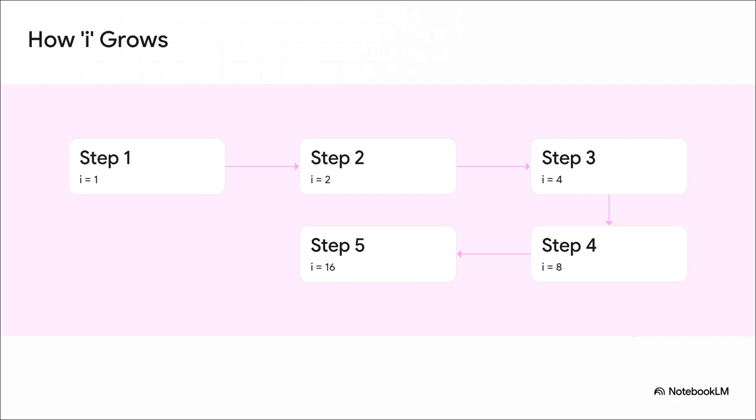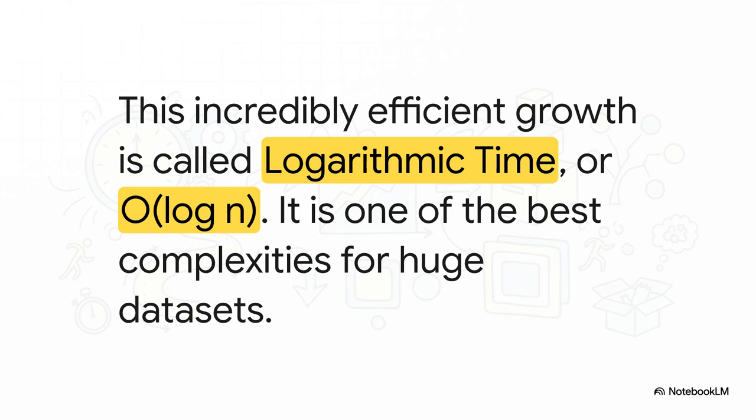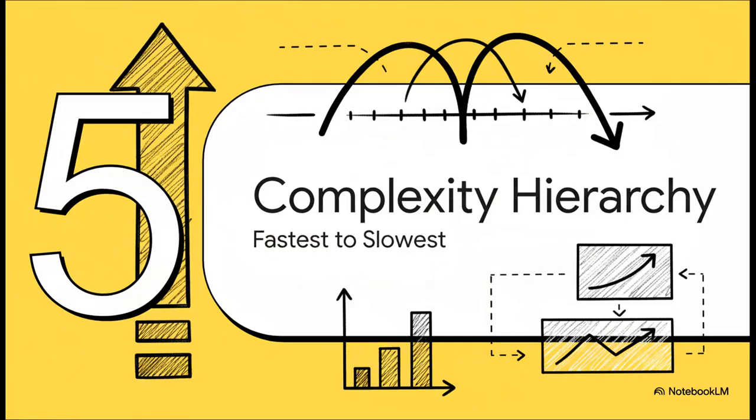If n was 1,000,000, a normal i++ loop would take 1,000,000 steps. This loop, it gets there in about 20 steps. I mean, that is a night and day difference. This amazingly efficient behavior is called logarithmic time, or O of log n. And let me tell you, this is one of the holy grails of algorithm design. When you're dealing with massive data sets, the amount of work barely even goes up as the data size explodes. It's incredibly powerful.